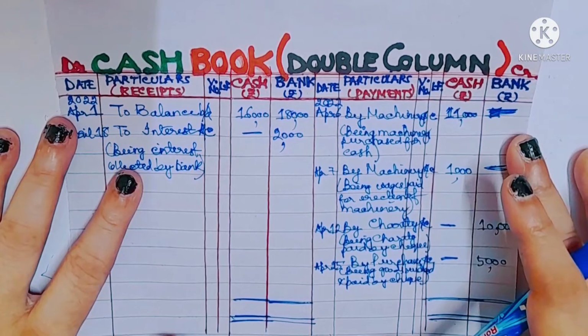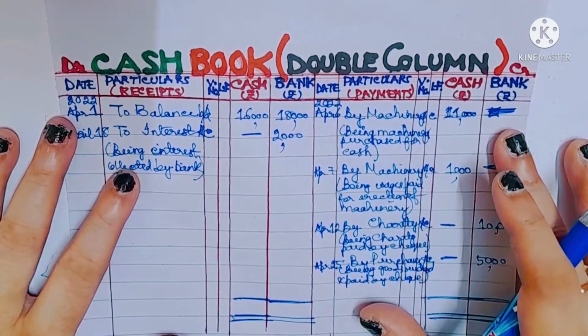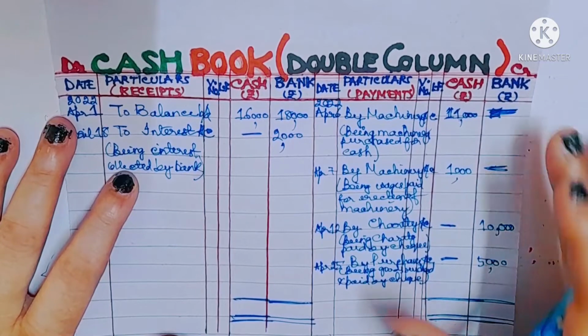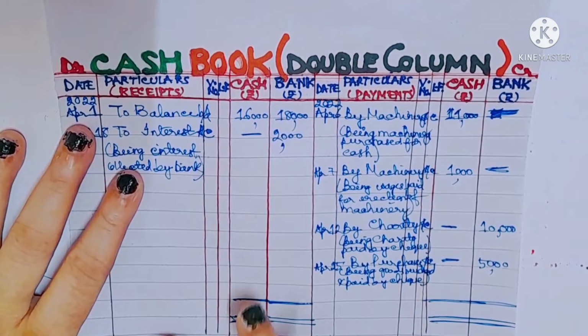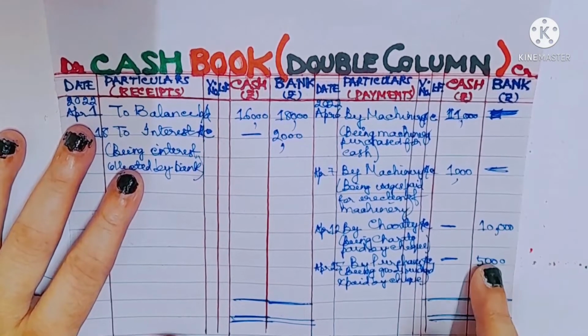According to personal account, the giver of the benefit is credit. Here when goods are purchased, check is paid by the bank, so bank is the giver of the benefit, so bank account will be credited by 5000. Now let's calculate the total of cash column on the debit side and the total of cash column on the credit side. Let's do it.